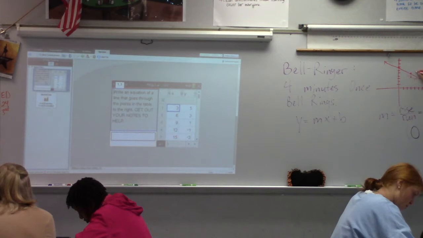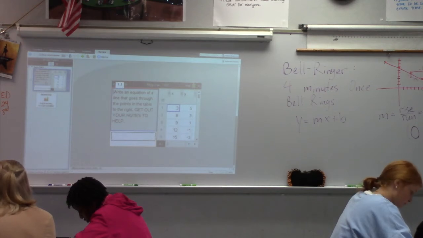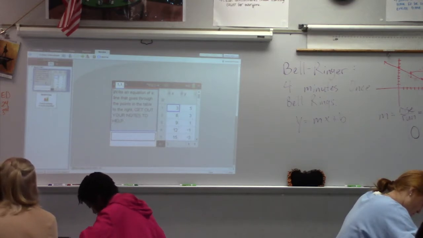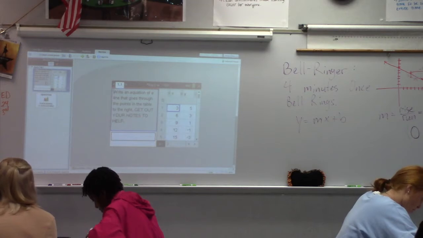Either direction, it would have given me the same answer to the left 6, right? Negative 2 divided by 3. That's my rise divided by my run. That's the same as positive 4 divided by negative 6. That's it. Rise divided by run.